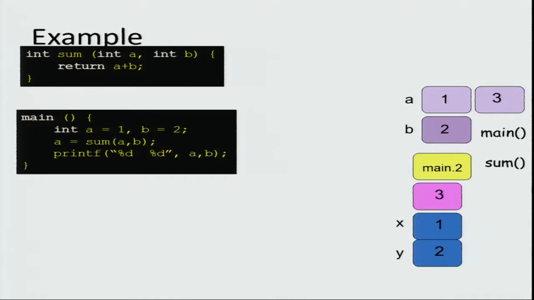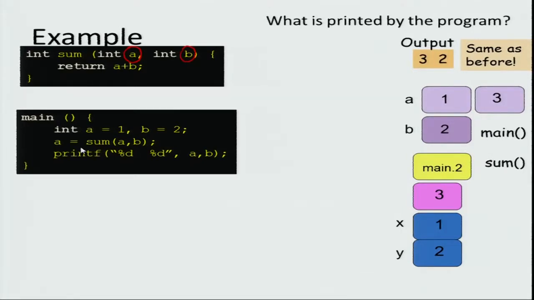Now, let us try a slightly more tricky example. Here is the novelty in this example. Sum, instead of being declared with x and y, is now declared with two variables called a and b. The main program also has two variables named a and b. So, what will happen here? The output is the same as before: 3 2. If you compile the program and execute it, it will be the same as before.